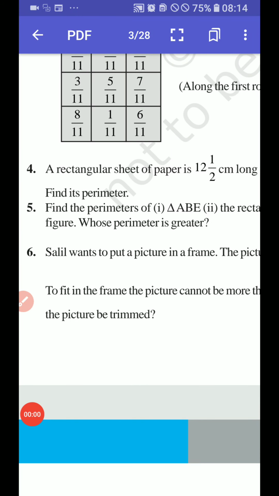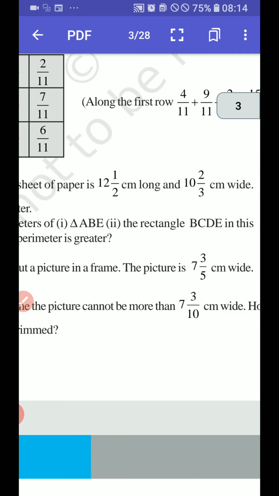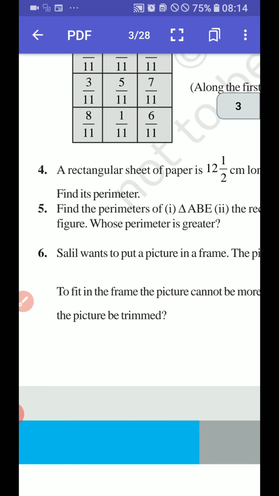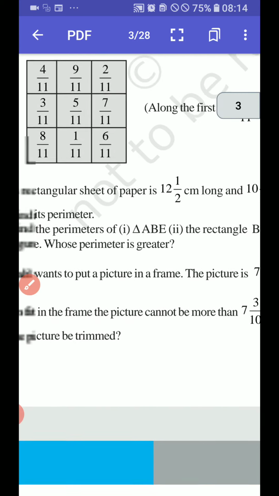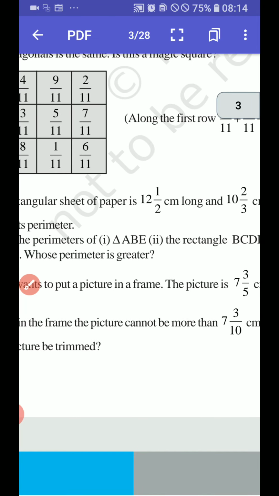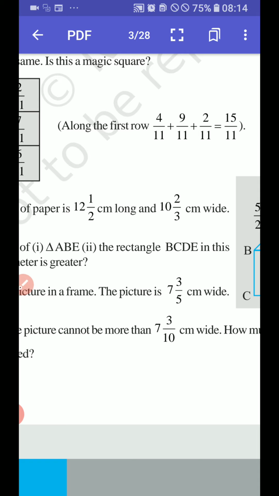In question number 4, a rectangular sheet of paper is 12 whole 1 by 2 cm long and 10 whole 2 by 3 cm wide. Find its perimeter. As we know that the perimeter of a rectangle is the length of the boundary of this rectangular sheet of paper, right? We are given that the length of the rectangular sheet of paper is 12 whole 1 by 2 and the width is 10 whole 2 by 3.